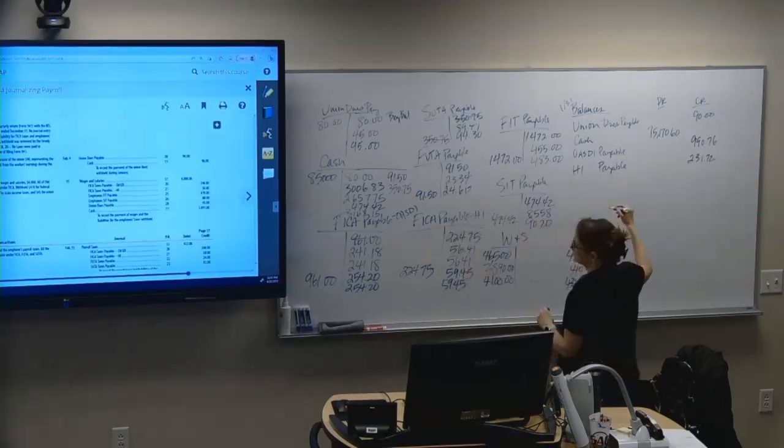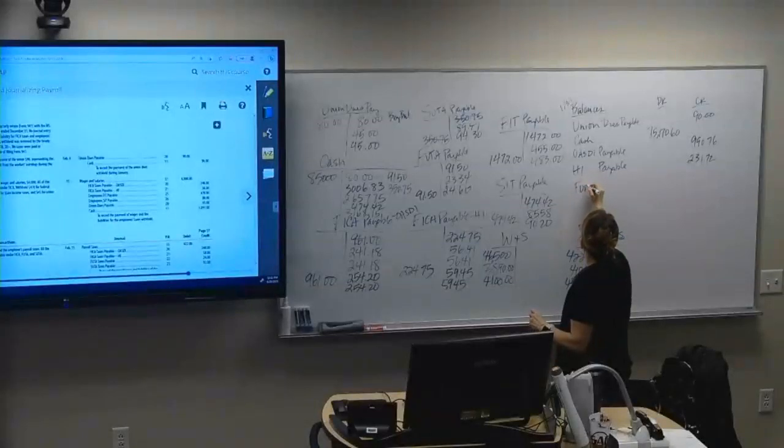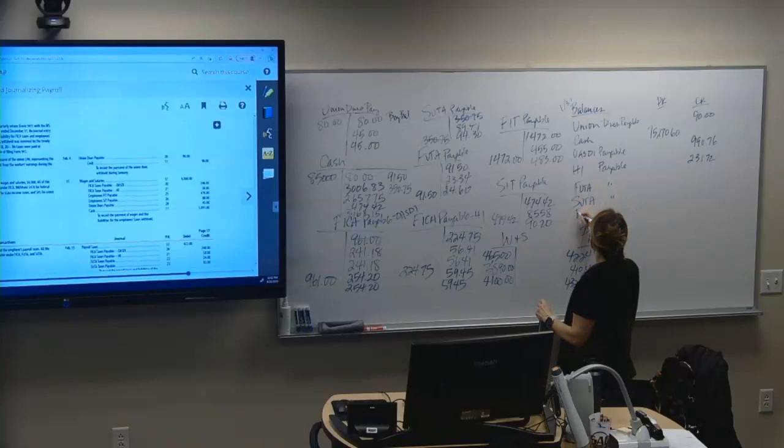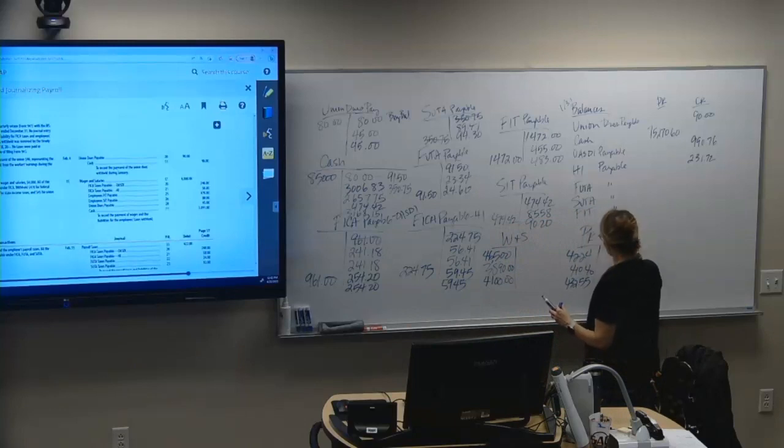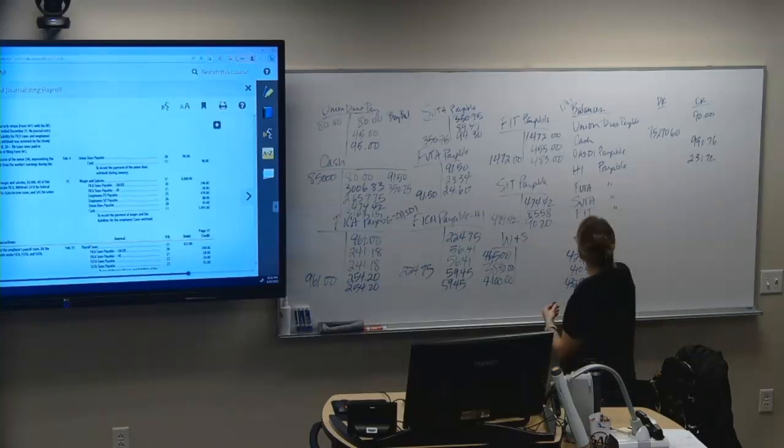So we'll do FUTA payable, SUTA, FIT payable. Run out of space again. Payroll taxes, make this smaller. FIT payable, SIT payable, and then wages and salaries and payroll taxes.